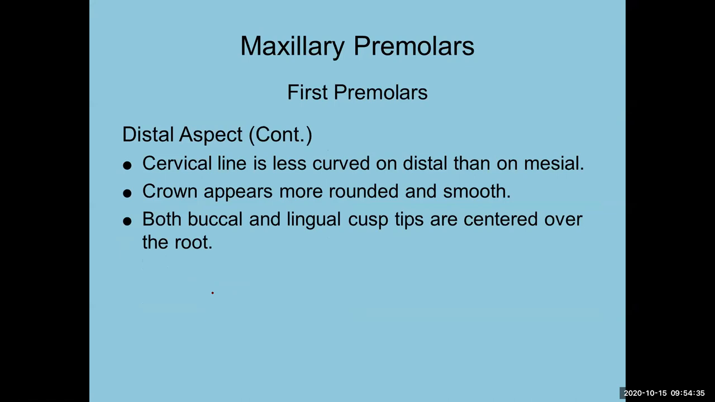So the cervical line is less curved on the distal than it is on the mesial. The crown appears more rounded and smooth. Both buccal and lingual cusp tips are centered over the root. So again, it is a straight up and down tooth. That's supposed to be a straight line.